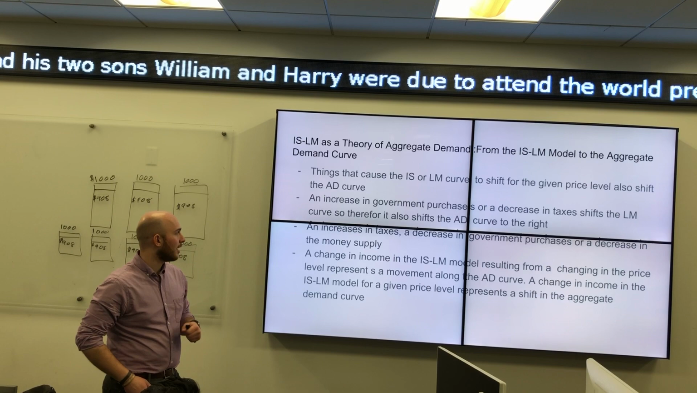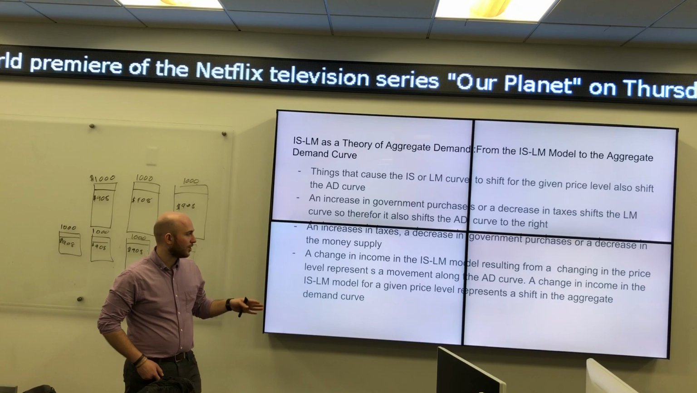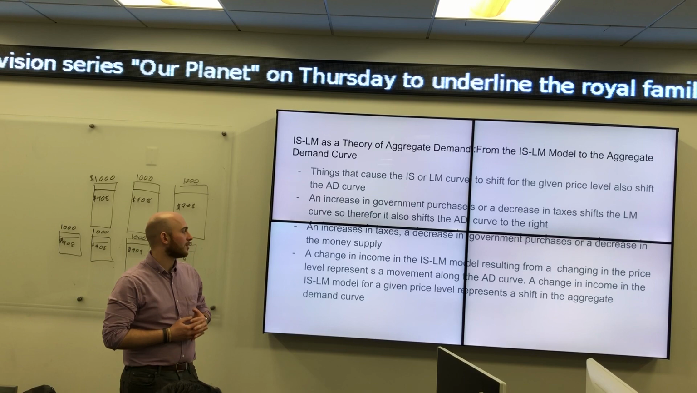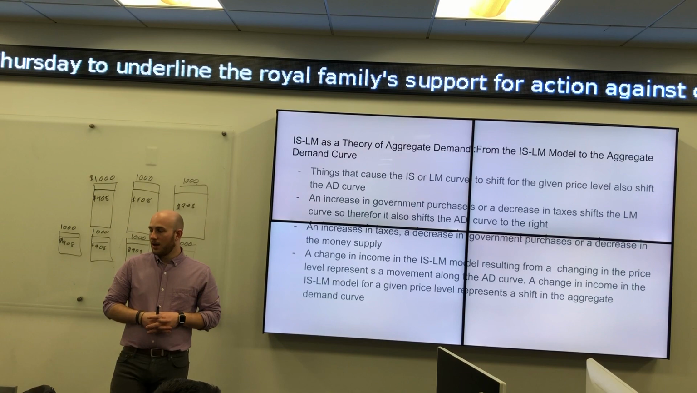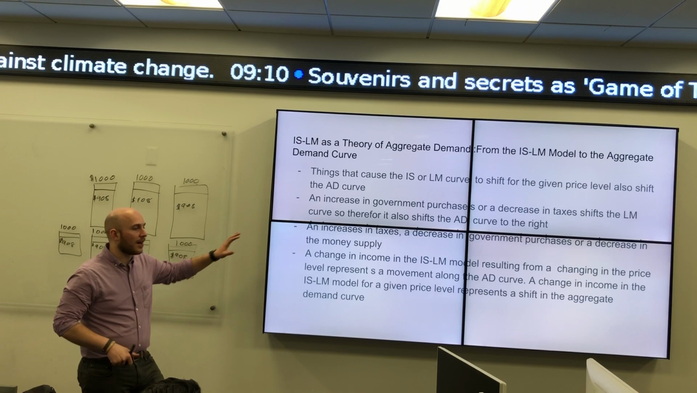An increase in taxes, a decrease in government purchases, or a decrease in the money supply will shift it to the left. A change in income in the ISLM model resulting from a change in the price level represents a movement along the aggregate demand curve. So we've talked about movements and shifts before. And a change in income in the ISLM model for a given price level represents a shift in the aggregate demand curve. There are a lot of facts about how we move along the aggregate demand curve given the ISLM model.